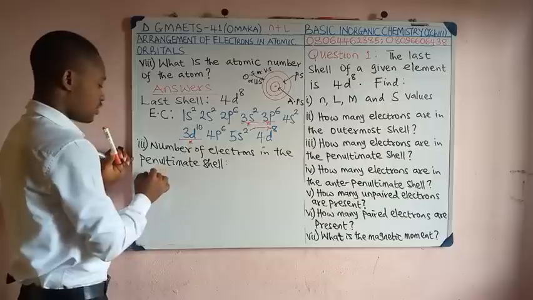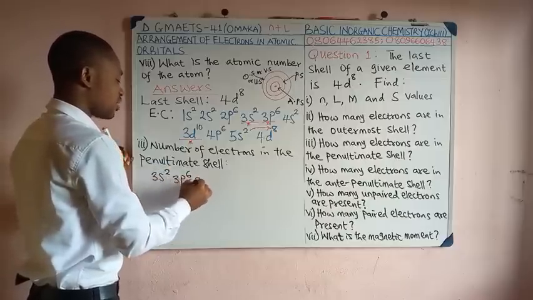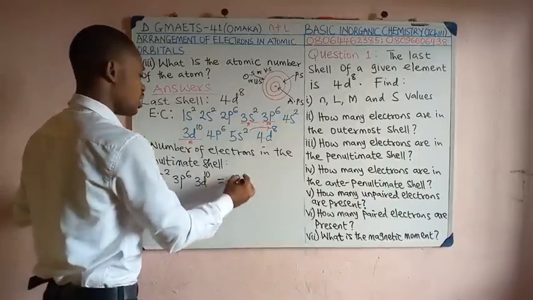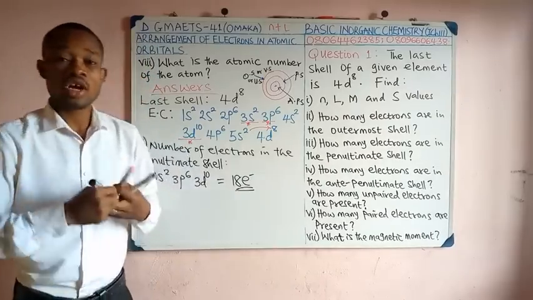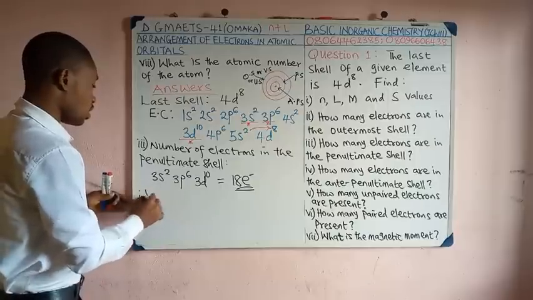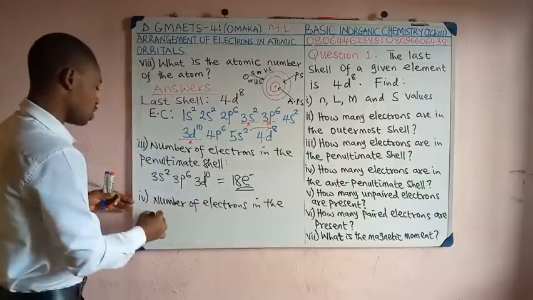So we're going to have 3s2, we're going to have 3p6, and then we'll have 3d10. And this is going to give us 18 electrons in the penultimate shell of this element. Okay, now let us look at the fourth part of the question: the number of electrons in the antepenultimate shell.